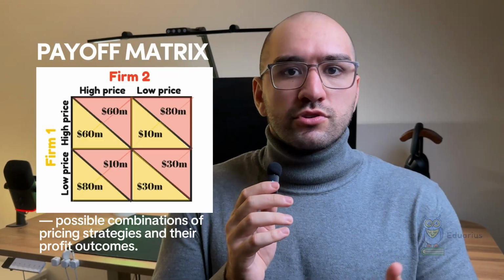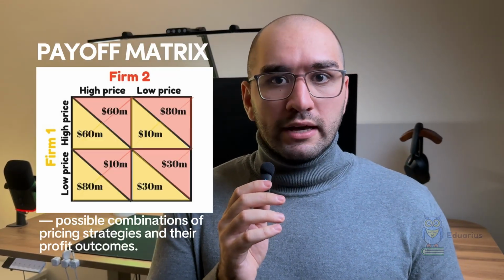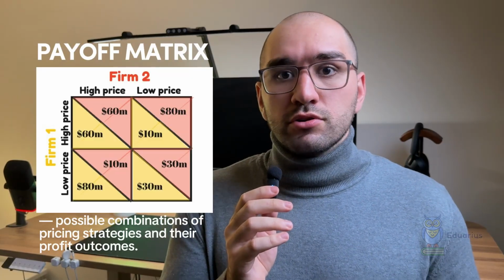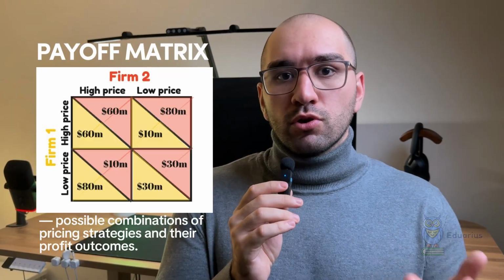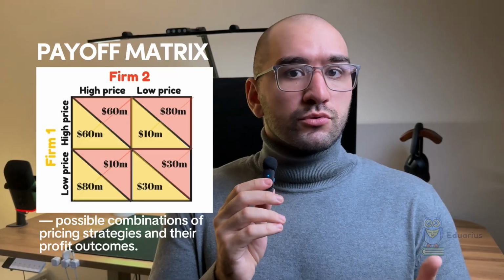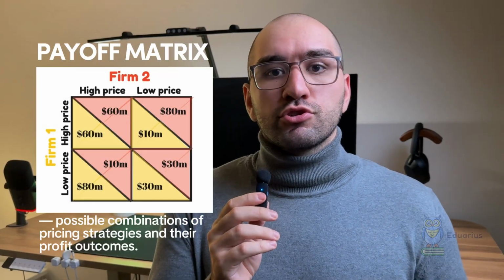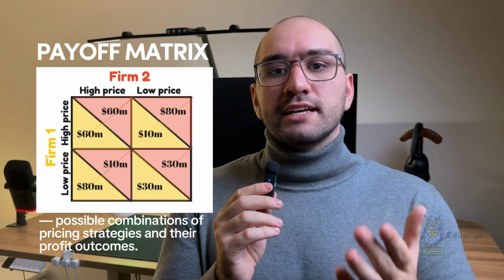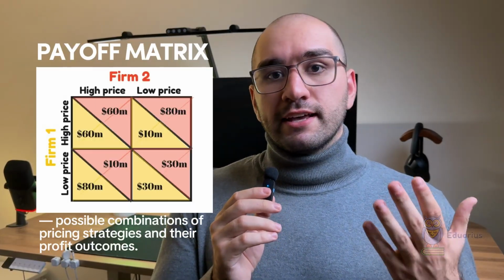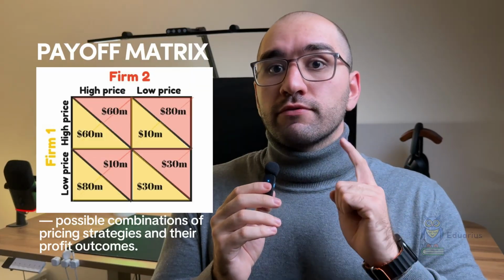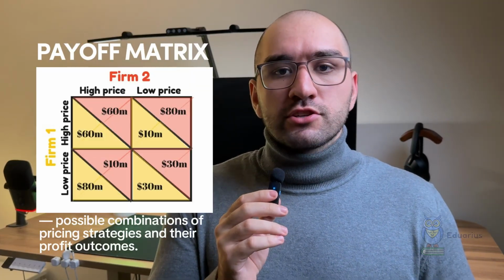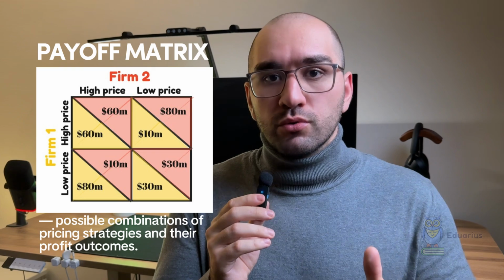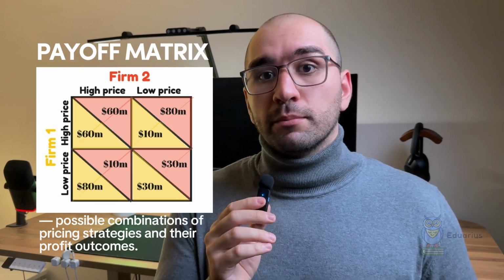If firm 2 chooses a high price, then firm 1 chooses a low price, because 80 million is more than 60 million. If firm 2 chooses a low price, then firm 1 chooses a low price, because 30 million is more than 10 million. Therefore, we have a dominant strategy for firm 1, low price, so whatever firm 2 chooses, firm 1 will set a low price.